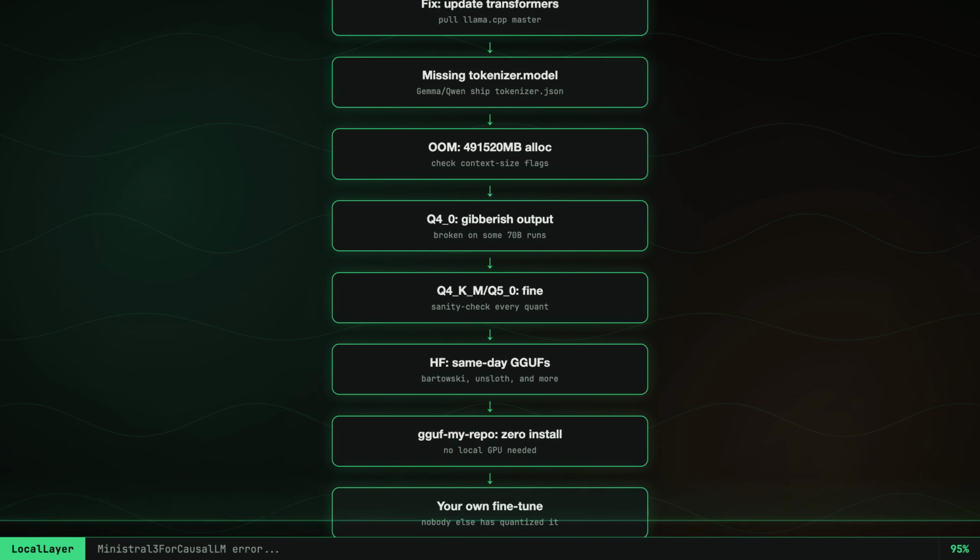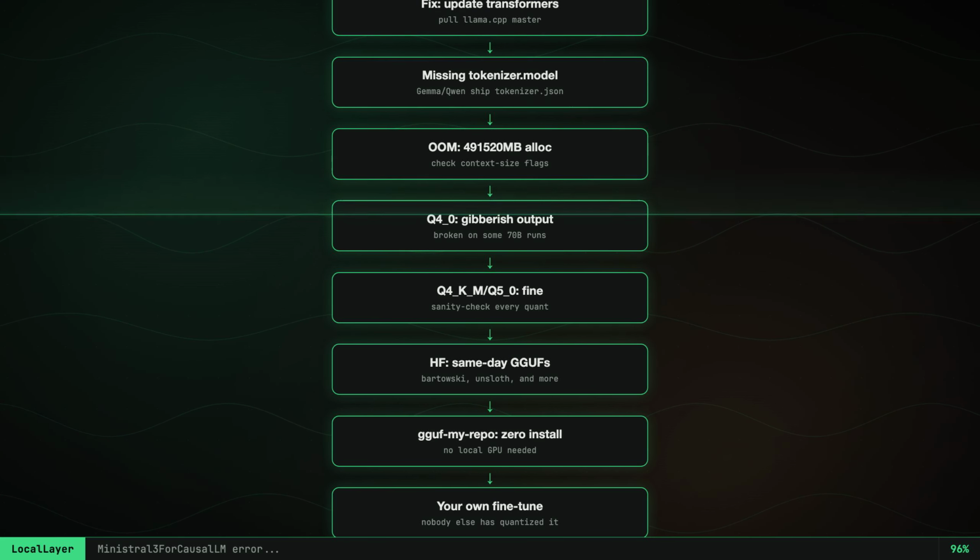The real reasons to still do it yourself: it's your own fine-tune nobody else has quantized. You want an imatrix built from your own domain data, or you want a brand new quant type the day it lands, before anyone else has requantized it.